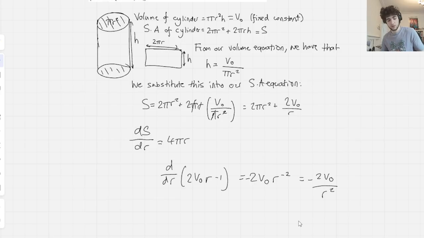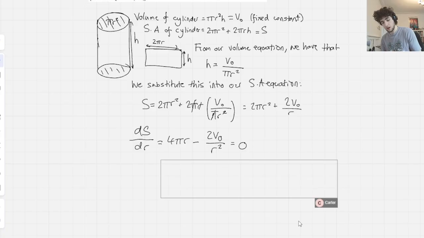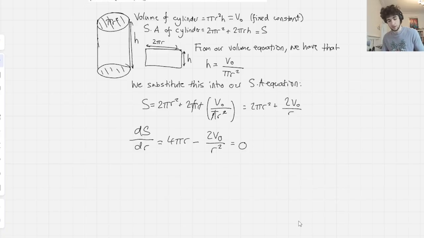So effectively, the derivative of our surface area with respect to the radius gives us 4 pi r minus 2V naught divided by r squared. We set that to be 0. Okay, so now let's solve for r, since that's our variable. And the r that we solve for will be the r that minimizes our surface area effectively. So this implies that 4 pi r is equal to 2V naught divided by r squared. So you multiply by r squared, and that gives us that 4 pi r cubed is equal to 2V naught, right? Then you can divide that by 4 pi and cube root it to get r.